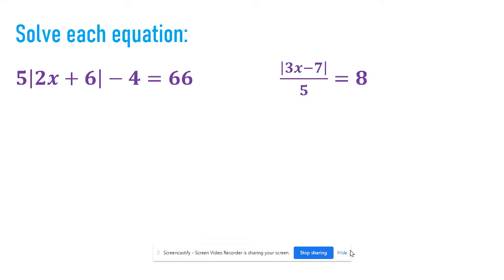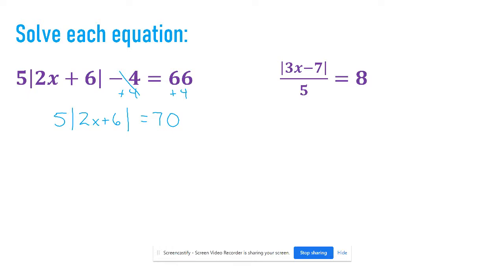So I'm going to start with this equation on the left here. And the thing you have to keep in mind when doing an equation with absolute value is your first goal, your first objective is to get the absolute value by itself. So we would start this like any equation by adding the 4. And we'd have 5 times the absolute value of 2x plus 6 equals 70. And then right here, because we want to get the absolute value by itself, we don't want to distribute the 5. And because it's an absolute value, we can't really distribute the 5. That's going to cause some problems.